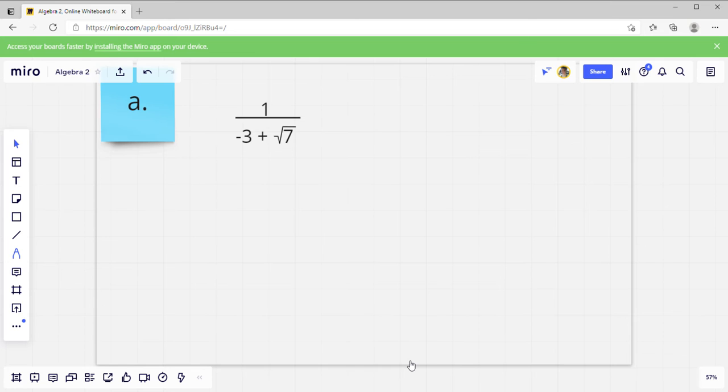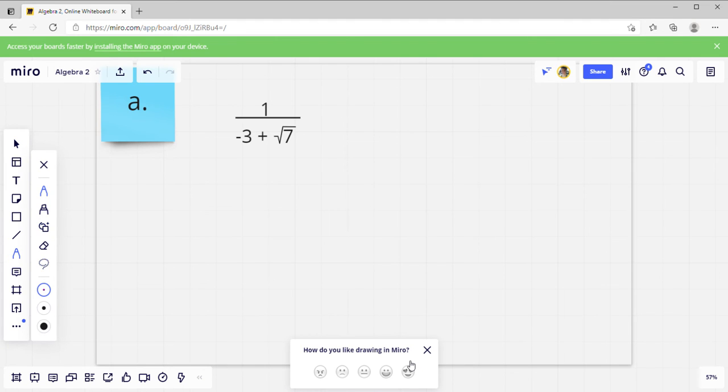This first one, we're going to start with multiply the top and the bottom times the conjugate of that term. So negative 3 minus the square root of 7 over negative 3 minus the square root of 7. All right, so down here I'm going to go ahead and do my multiplication. Negative 3 plus the square root of 7 times negative 3 minus the square root of 7.